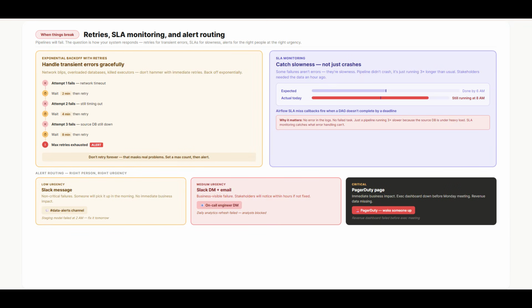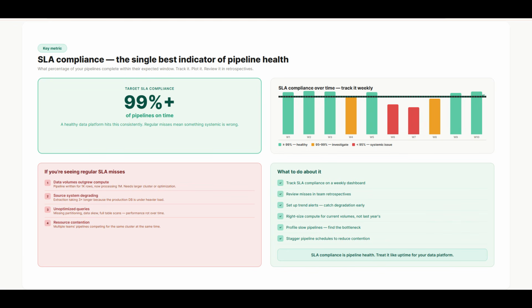A staging model failing at 2 a.m., Slack message. Someone will fix it in the morning. The revenue dashboard failing before the Monday exec meeting, that's a PagerDuty page. The key metric to track is SLA compliance. What percentage of your pipelines complete within their expected window?